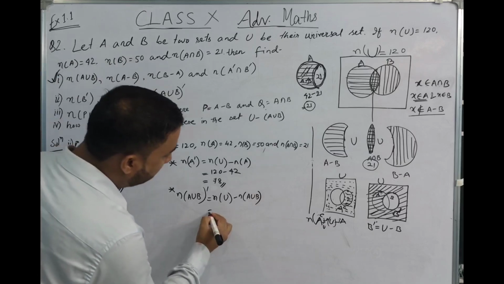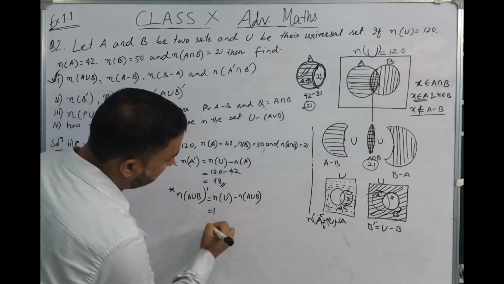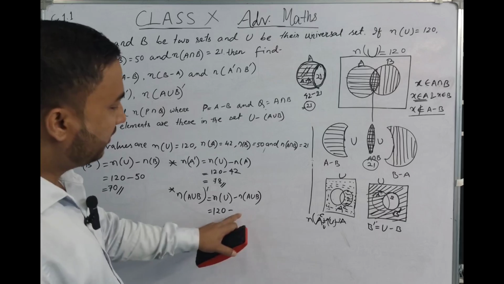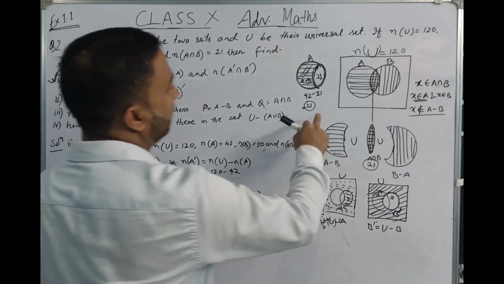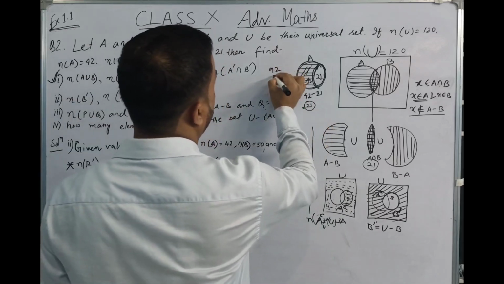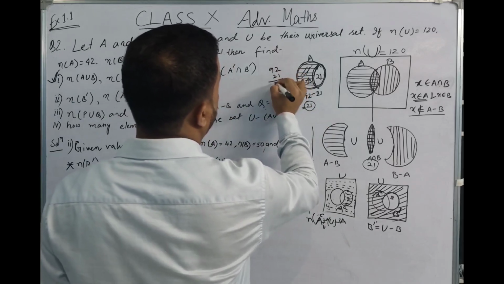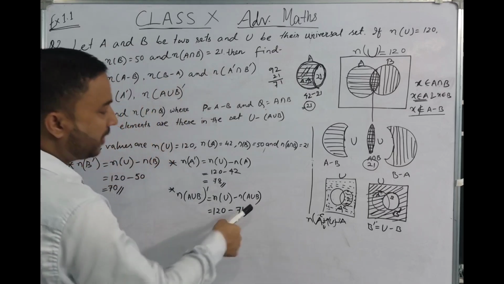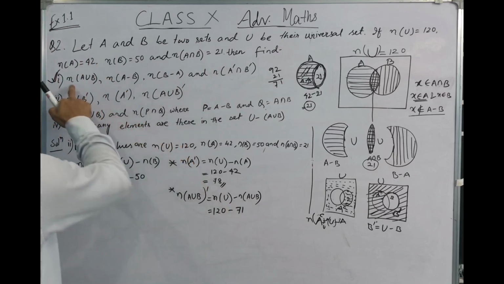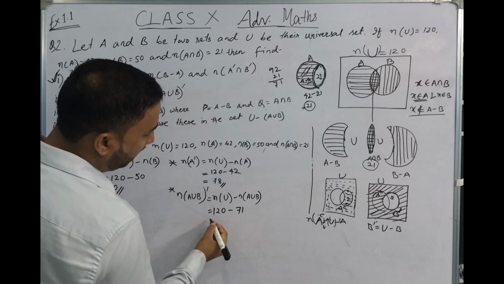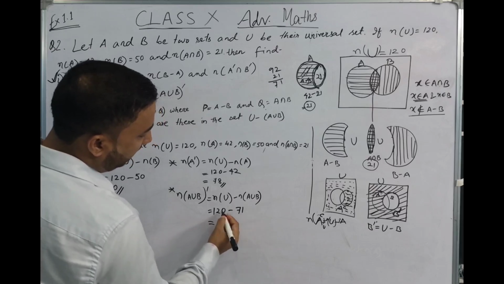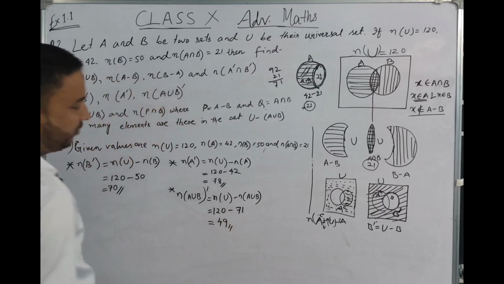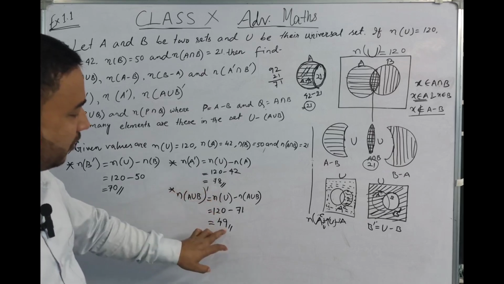Number of U is given as 120 minus number of A union B. What is the number of A union B? You see, total is 92 minus 21, which is 71. It was there in the first question, I think. So 120 minus 71 is equal to 49. A union B complement is equal to 49.